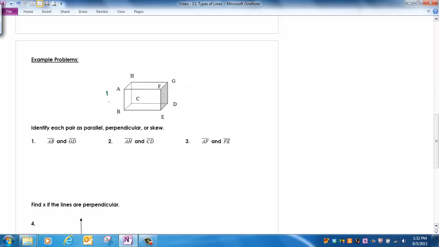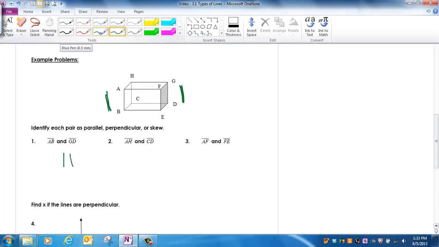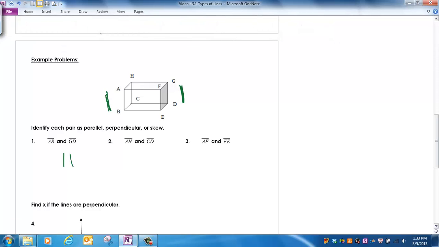Our first is AB and GD. What do we notice? They're going in the same direction, they're never intersecting, so we'll call those parallel. And again, we can abbreviate with our symbol of two lines. Let's pick blue for our next pair. Now we're dealing with AH and CD. Are those going in the same direction? I don't think so. But are they meeting up at 90 degrees? No, they're not. So this is a perfect example of what it means to be skew.